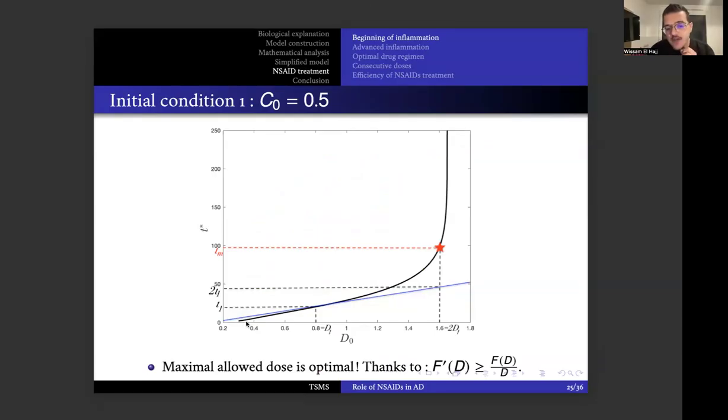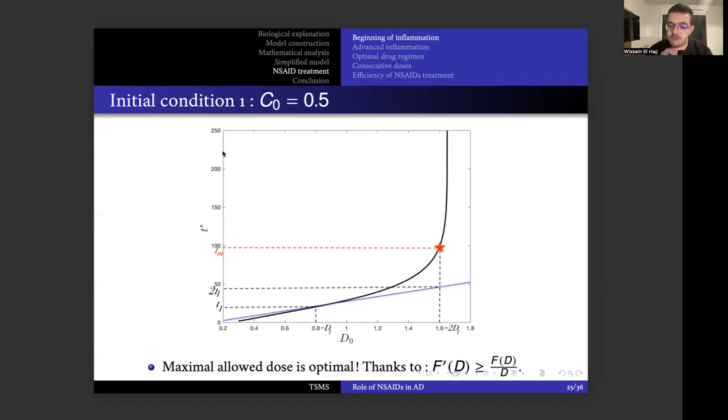This curve actually is the return time dependence on D0. So if I take a dose of around 0.25 or 0.3, my return time is barely 1 day. But if I take a dose, for example, of 1.6, my return time is around 100 days. And 100 days is like a third of a year. If I take a dose of 1.64, for example, my return time is around 225 days. So I delay the return time for around half a year or even more.